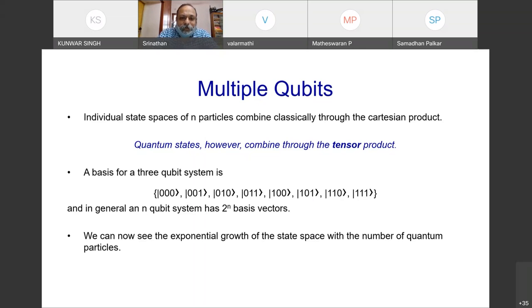It can be up, up, up, down, down, up, or down, down. Therefore, you need four complex numbers to describe this, where mod A square will tell you the probability of up, up, mod B square will tell you the probability of up, down, mod C square will tell you the probability of down, up, and mod D square will tell you the probability of down, down.